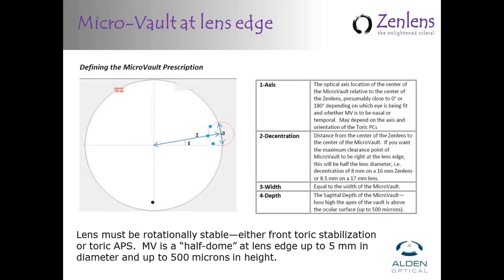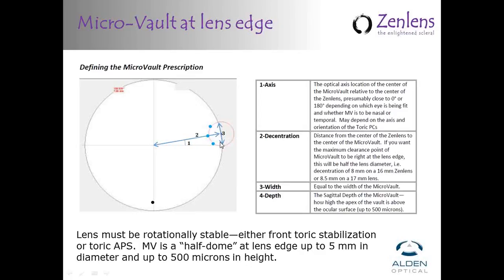It has several parts. Obviously, we need to know where we want to put it. Is it on the nasal side? Is it on the temporal side on a right eye? Or if it's on the left side, the nasal side is 180. If it's temporal on the left eye, we need to put it at axis 0. And that's usually where they end up, at axis 0 or 180, or axis maybe 15 or 20. So that tells us where to put it.